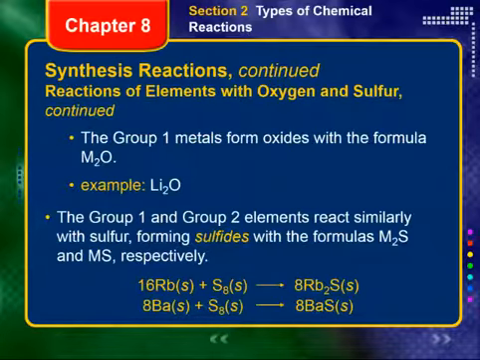All right, that was group 2, magnesium in group 2. Let's look at a group 1 oxide, lithium, having a +1 charge. You're going to need 2 lithiums to balance out the -2 charge from the oxide.